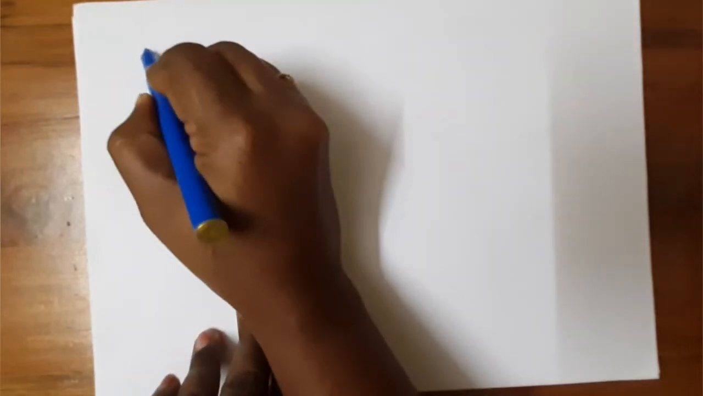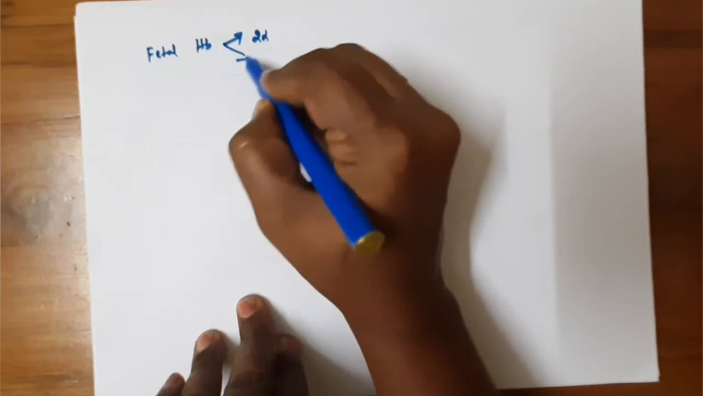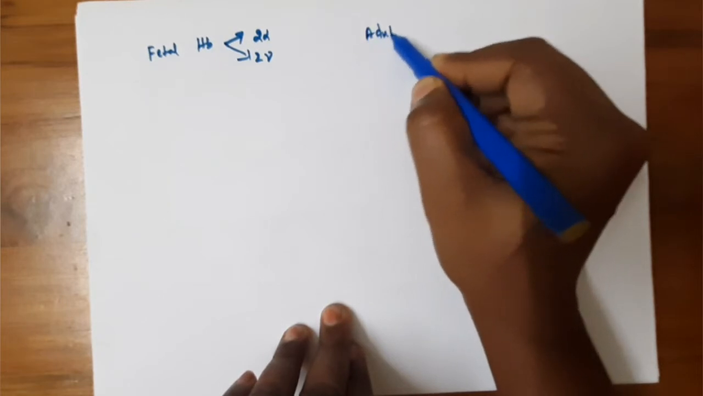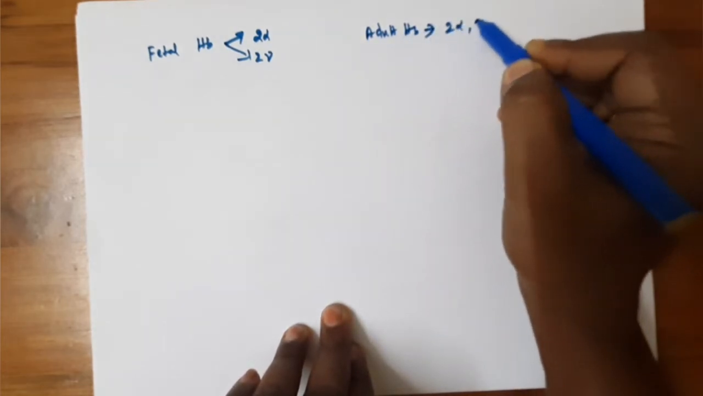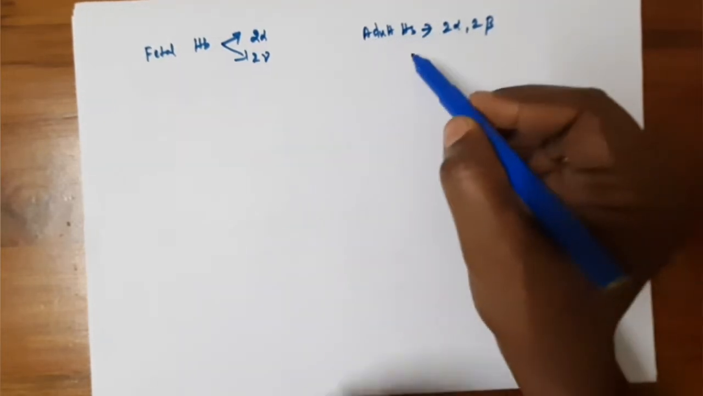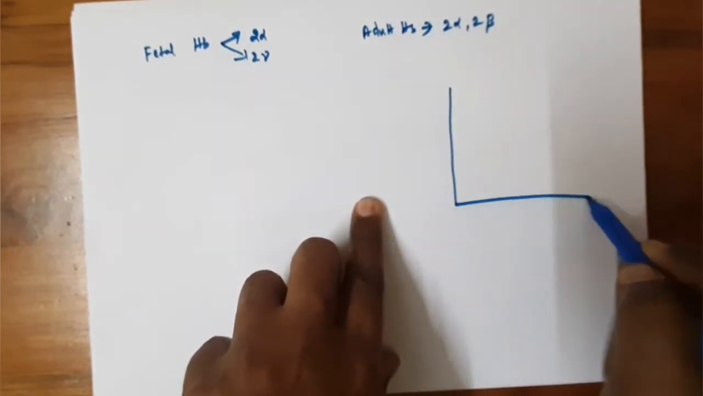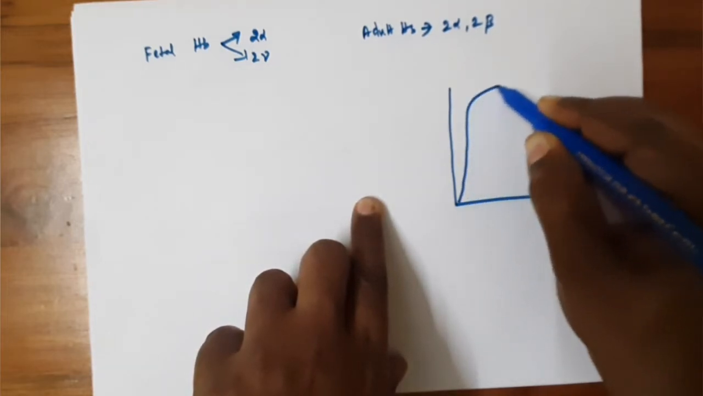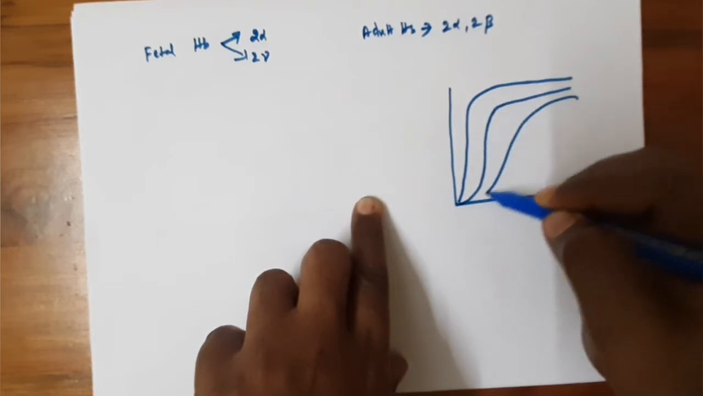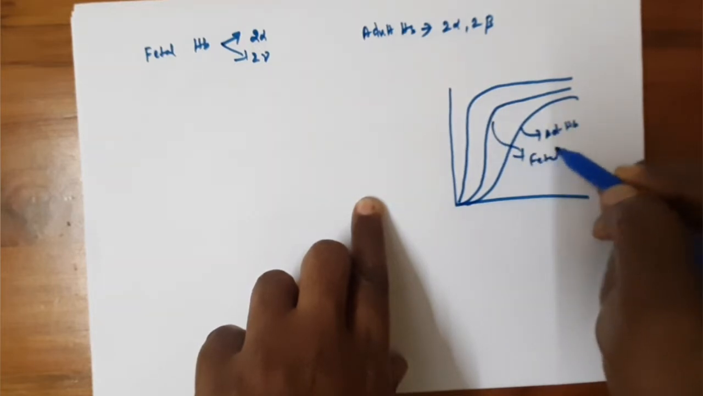as I told you already, the fetal hemoglobin consists of 2 alpha, 2 gamma. That is, the globin part is different from adult hemoglobin, because adult hemoglobin contains 2 alpha, 2 beta. So there are 2 different genes. So here the binding capacity of fetal hemoglobin compared to adult hemoglobin is very high. So when you draw the graph, this is for adult hemoglobin and this is for fetal hemoglobin.